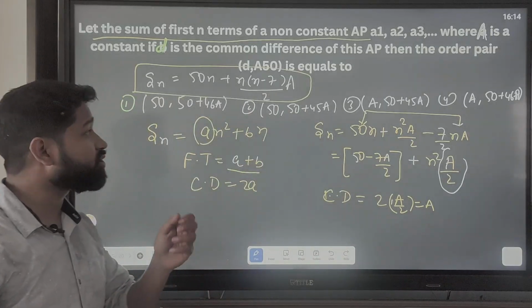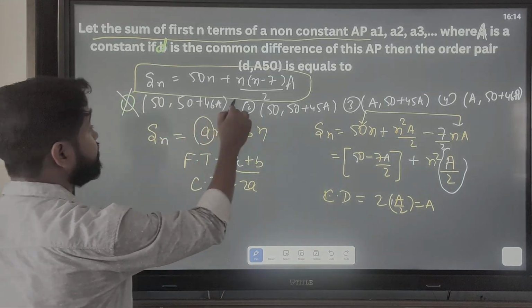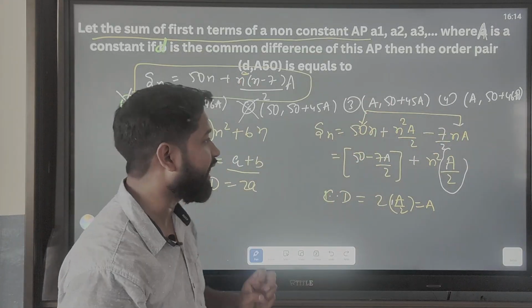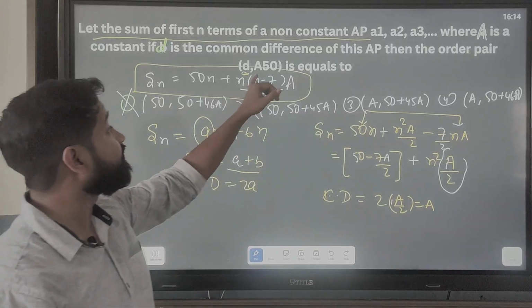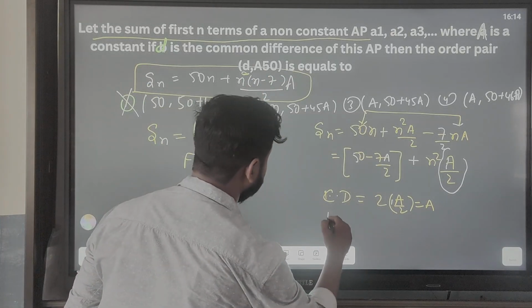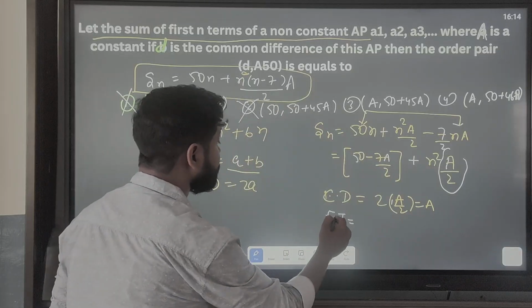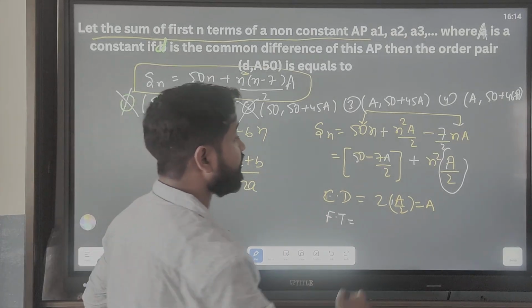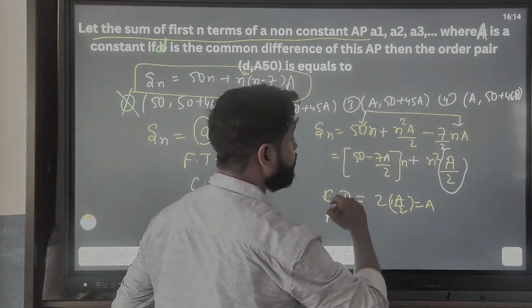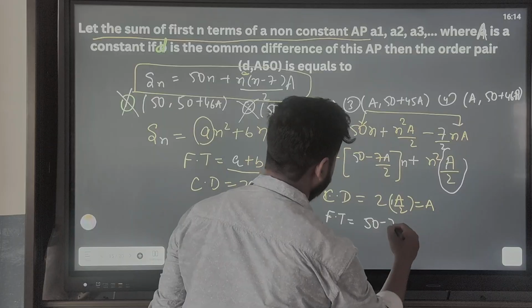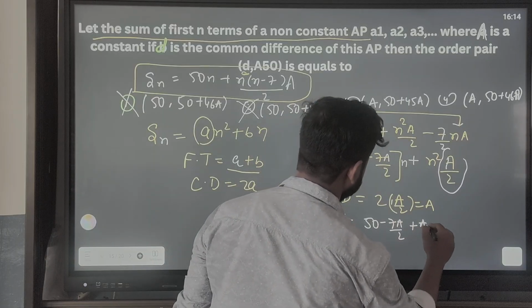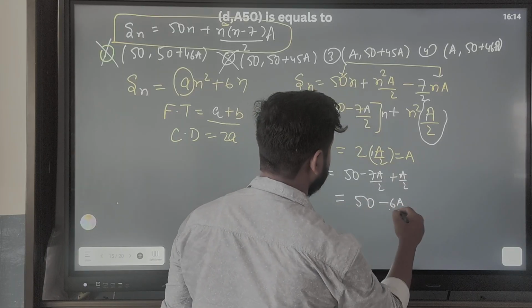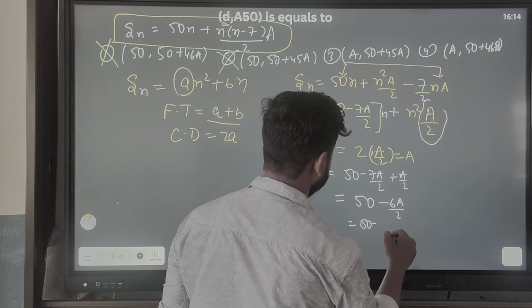Okay, so by doing this only, we have eliminated the first two options, because they are asking for d and that's a. Now we have just two options, C and D. They are asking for the 50th term. Before that, if I ask what the first term is, it is the sum of the coefficients. So 50 minus 7a upon 2 plus a upon 2, that's 50 minus 6a by 2, so that is 50 minus 3a.